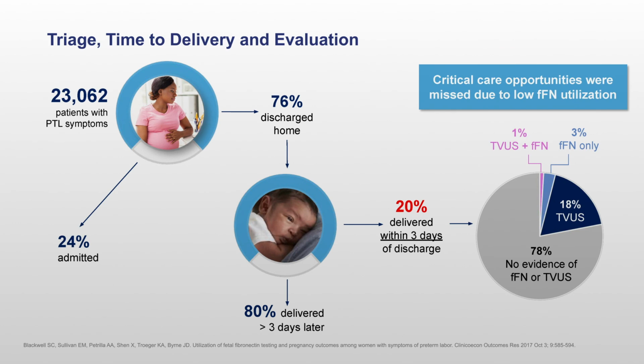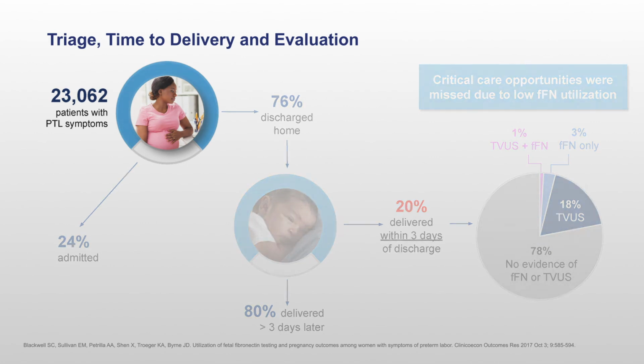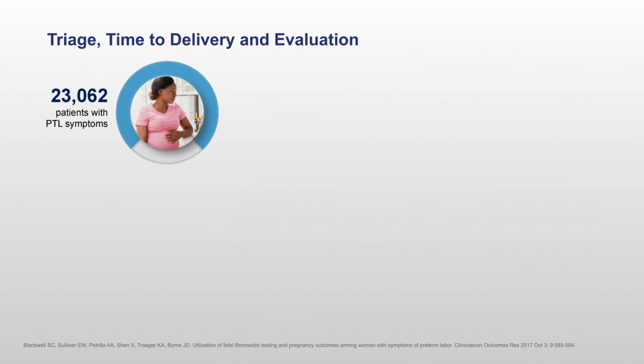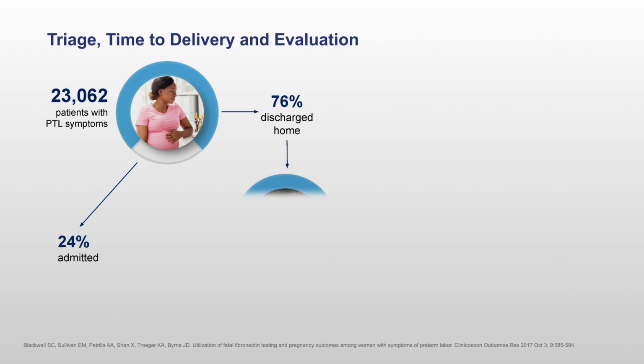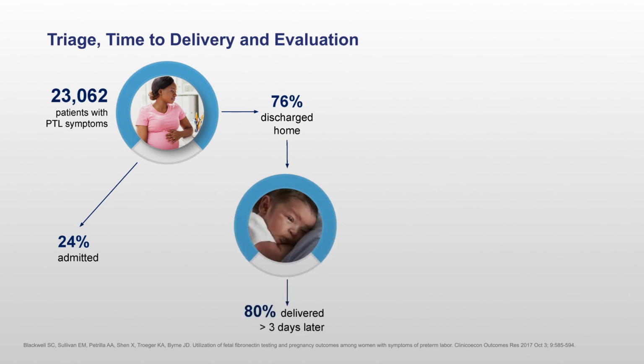It was a study of a national insurance claims database that looked at over 23,000 women who presented with symptoms of preterm labor. In this study, 24% of those patients were admitted, but interestingly, another 76% of them were discharged home. Of those 3/4 of patients that were discharged home, 80% of them went on to deliver greater than 3 days later in their pregnancies.